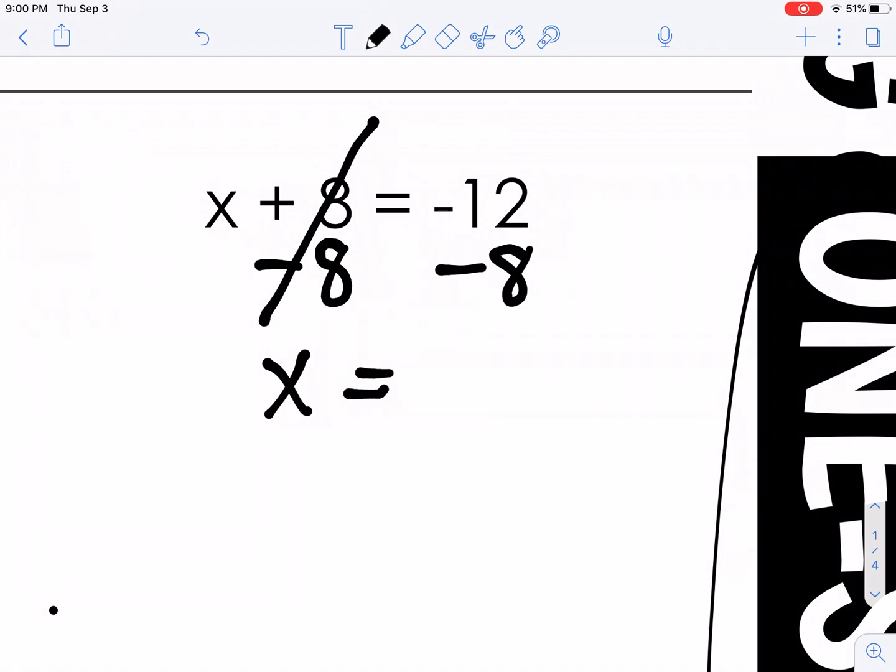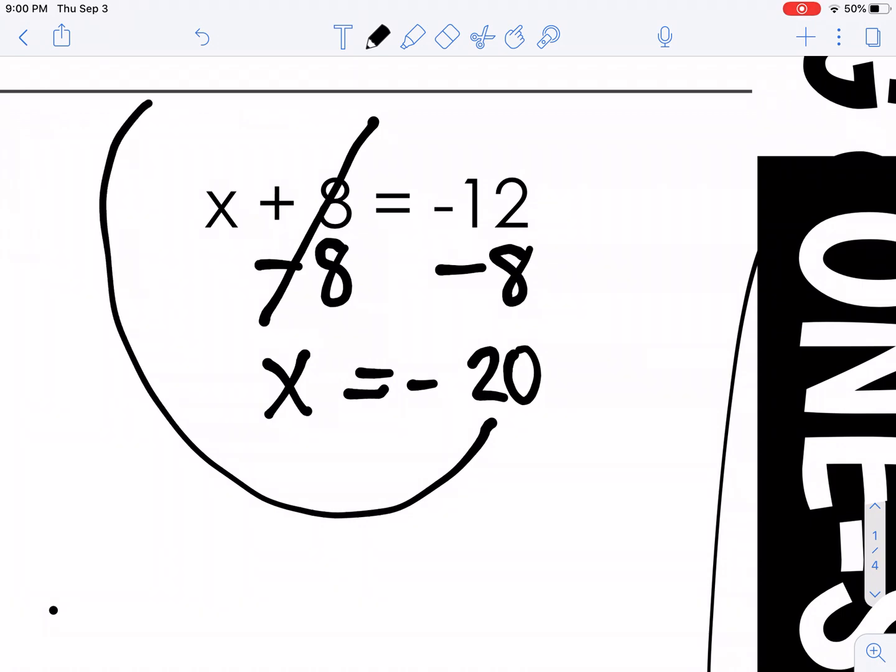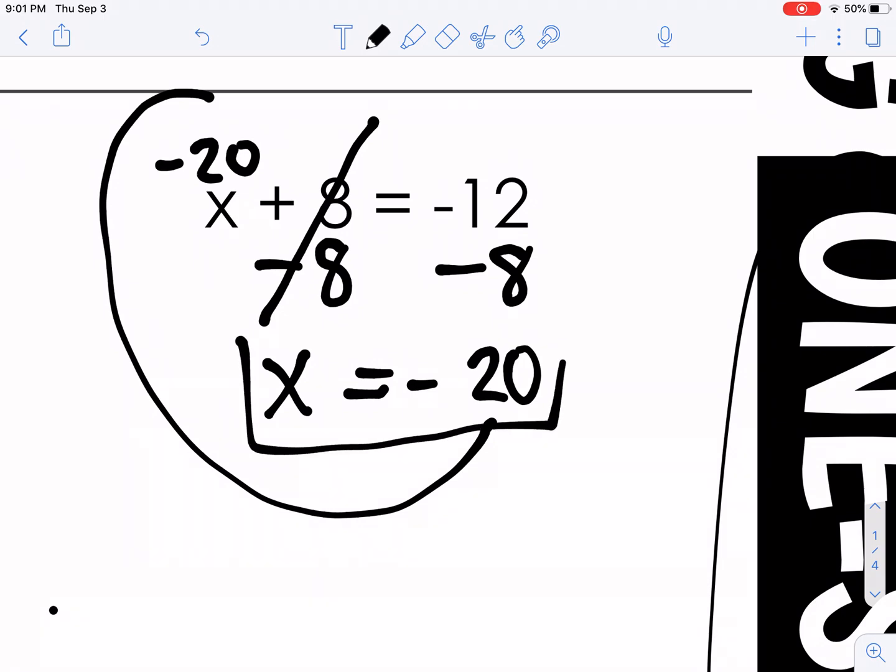Now, same sign, remember integers, same sign, add and keep. 12 plus 8 is 20, and they're both negative, so my answer is negative. So I get x is equal to a negative 20. Well, check if that's correct. If I plug negative 20 back in, do I get a negative 12? Well, yeah, a negative 20 plus 8, different sign, subtract, 20 minus 8 is 12. 20 is bigger and negative, so the answer would be negative 12. Okay, so x equals a negative 20 would be my answer.